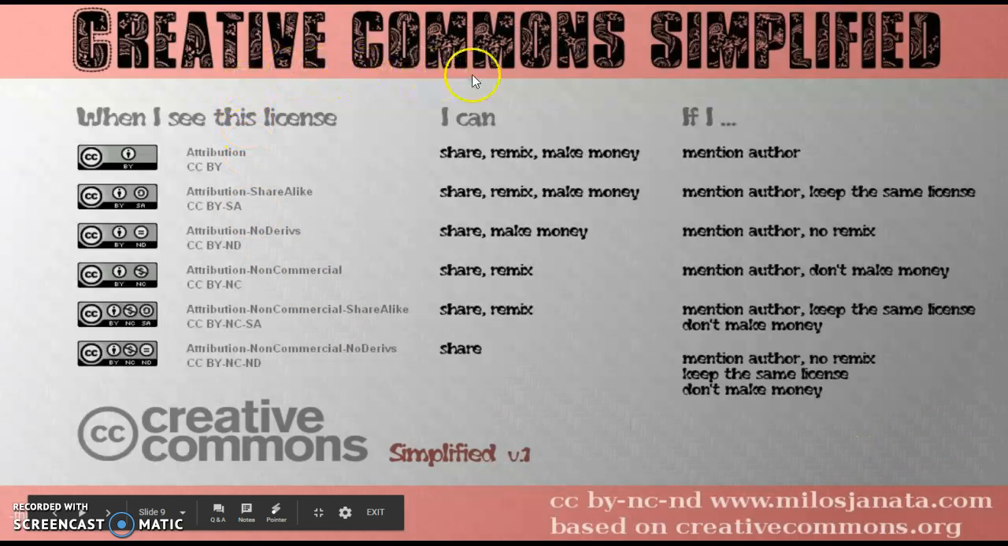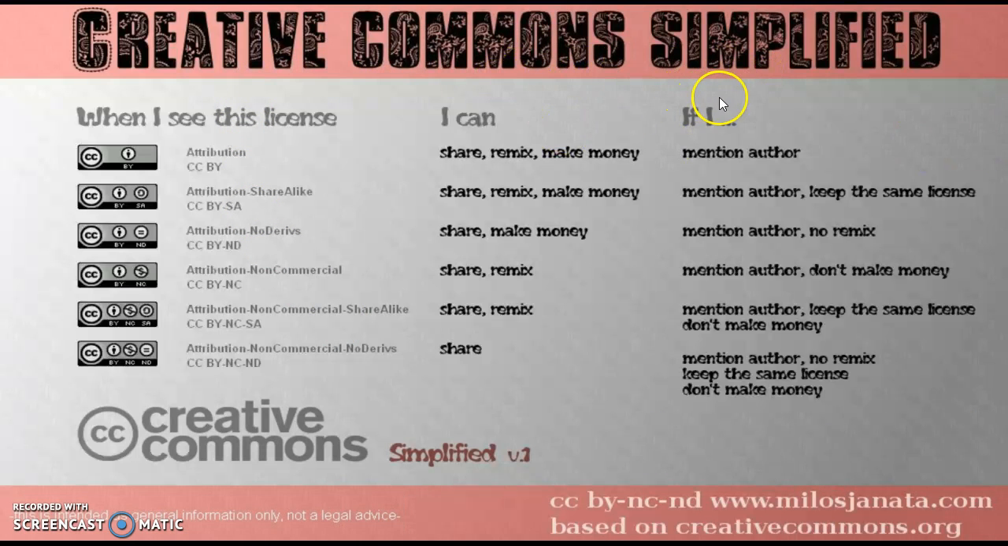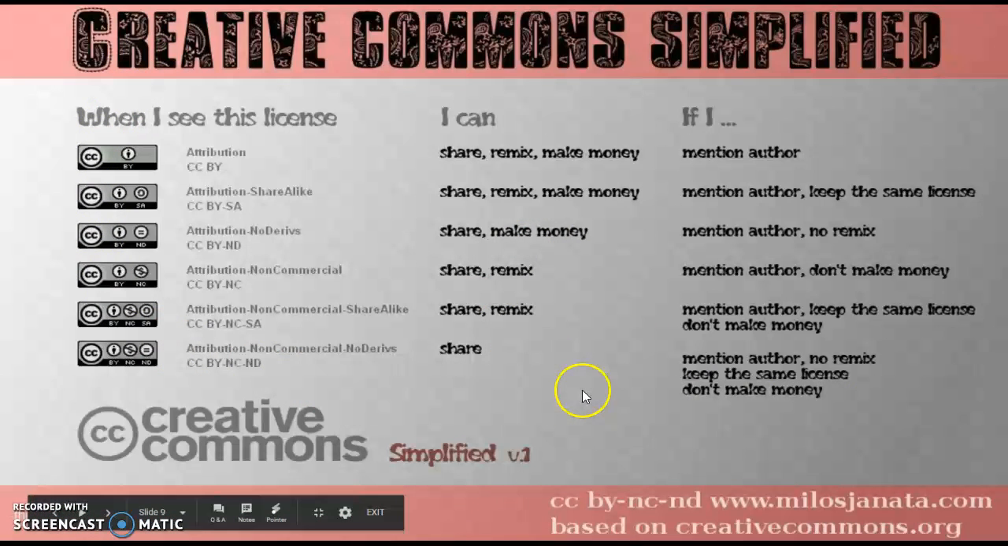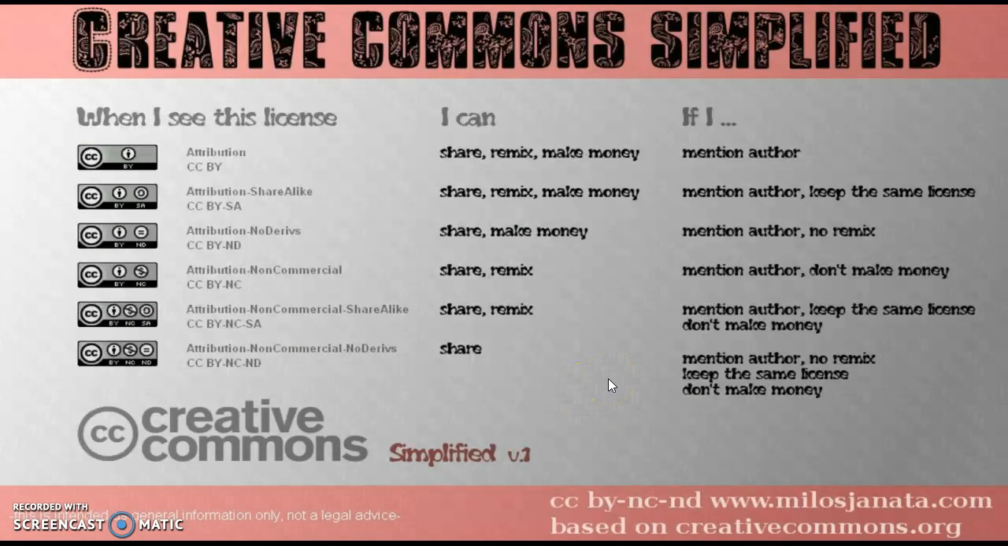So this tool, Creative Commons, this is just a simplified version of looking at how I can use the licenses. So if it's an attribution license that looks like this, I can share, remix, and make money as long as I mention the author. So this, again, is another great tool to use when thinking, what can I actually do with the copyrighted work I have found?